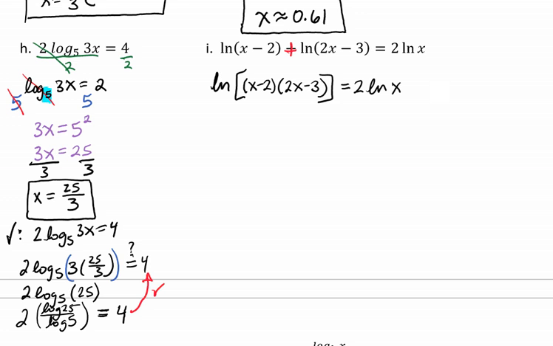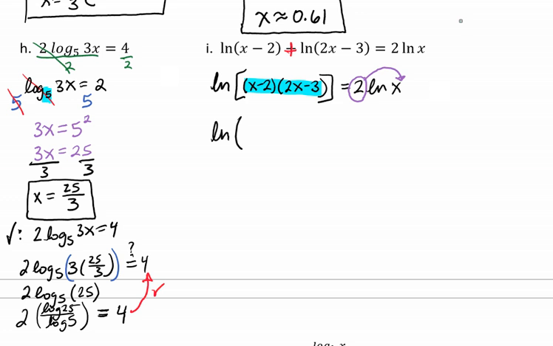Now, using our properties of logarithms, we know that when we have a number out in the front, we're able to write it as the exponent. So what we have here is the natural log. And let's go ahead and FOIL this right here. Let's FOIL that and get an answer.